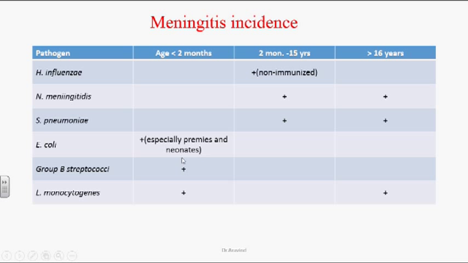And E. coli can cause meningitis in neonates below 3 months of age, with a higher incidence rate. Group B streptococci can also cause meningitis. Listeria monocytogenes can also cause meningitis. These organisms, E. coli, Group B streptococci, and Listeria monocytogenes, are always causes of meningitis in neonates.